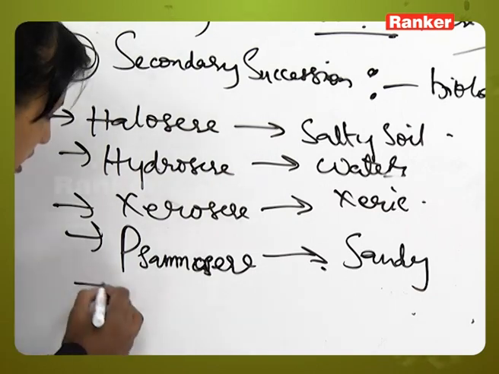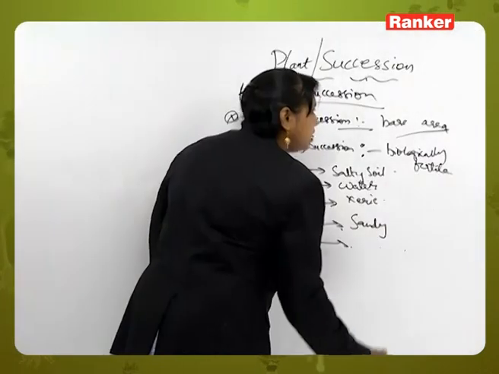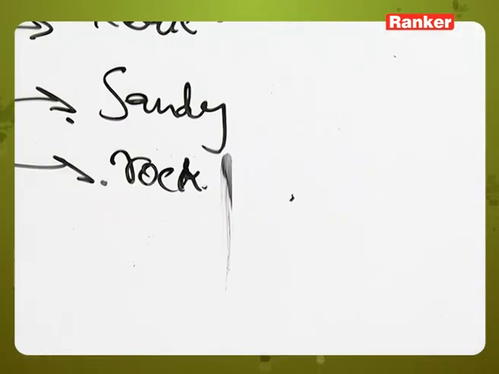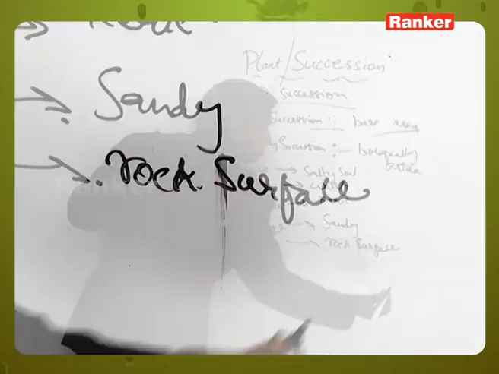The next one is lithosere. Where do we see the lithosere? Lithosere is a type of succession which occurs in rock crevices, on the rock surfaces. Succession occurs on the rock surfaces.